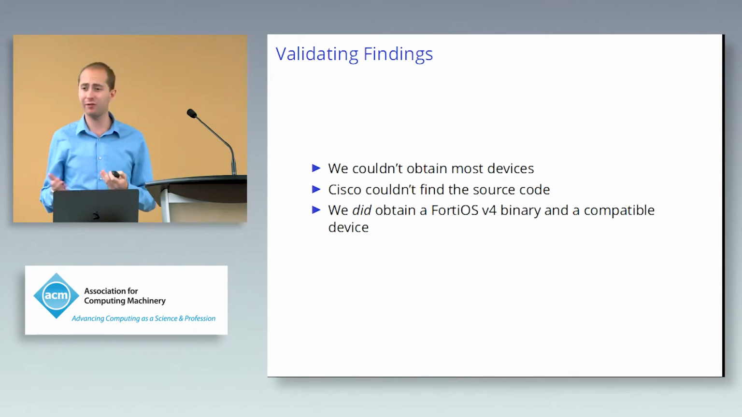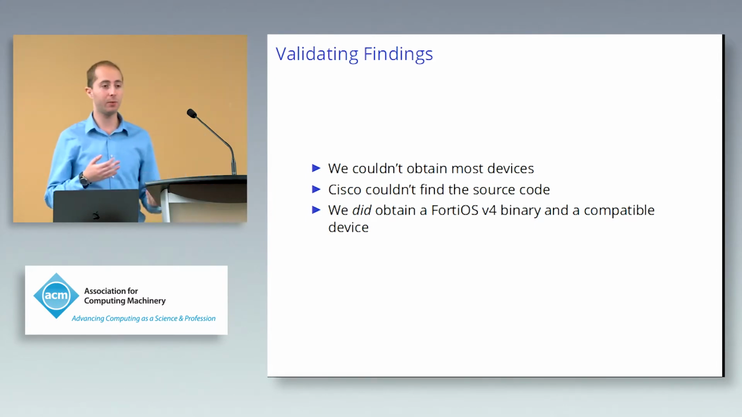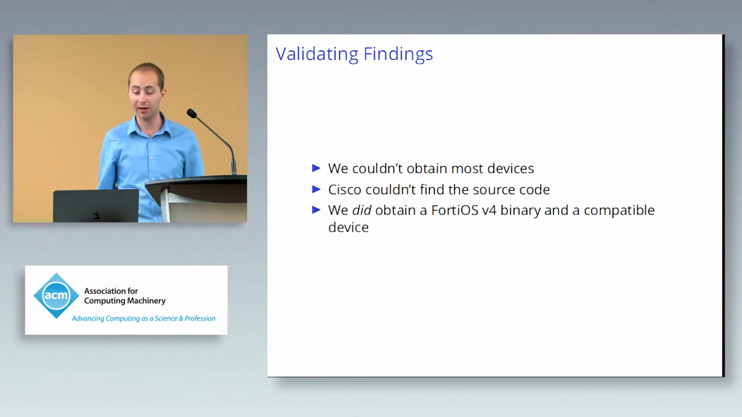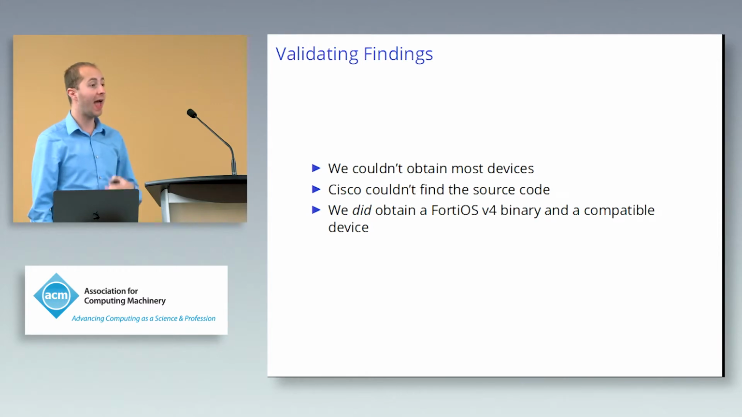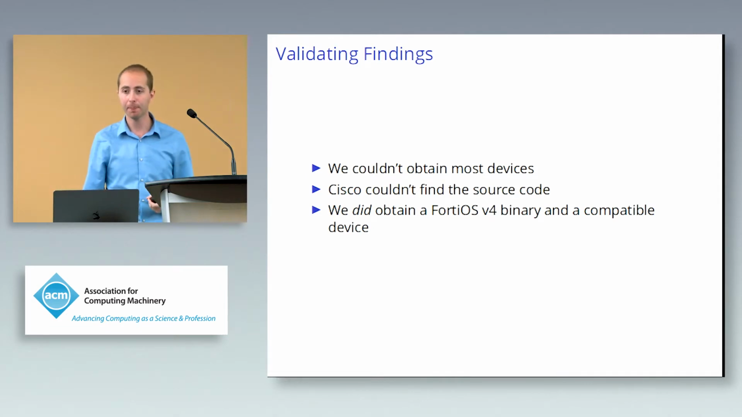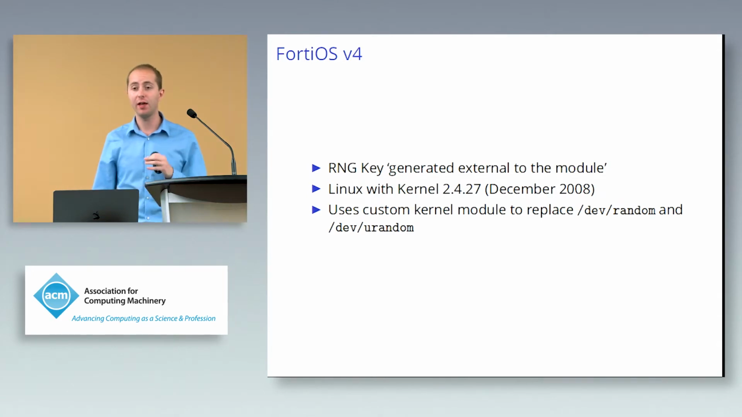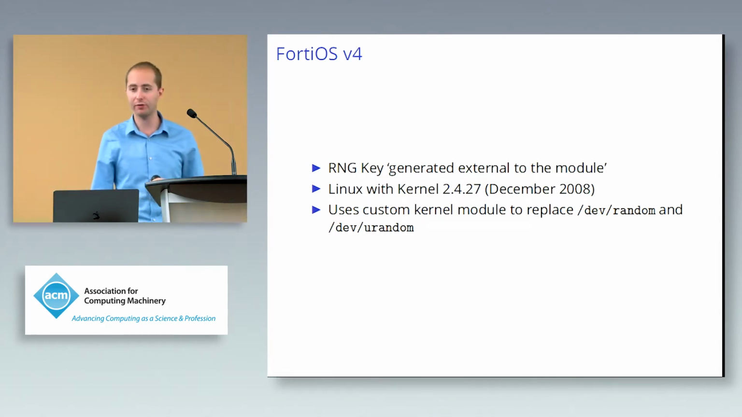We weren't able to obtain, unfortunately, most of the devices listed in the CMVP historical records because many of them were fairly niche or they had fallen out of use. In fact, one of the vendors that we asked, Cisco, couldn't even locate the source code that had been used in their products. We were, however, able to obtain a 40OSV4 binary and a device that we could then use in order to proceed with our investigation. So what does 40OSV4 look like? Well, according to the CMVP documentation, the RNG key used for the X9.31 generator was generated external to the module. Now, this was a little suspicious, so we went to dig a little further.